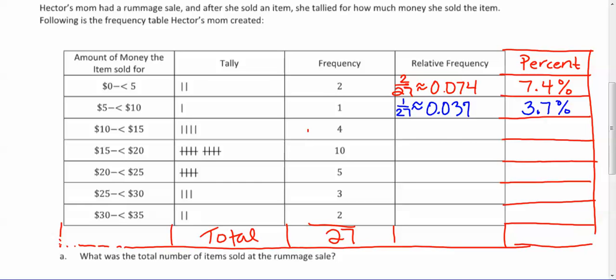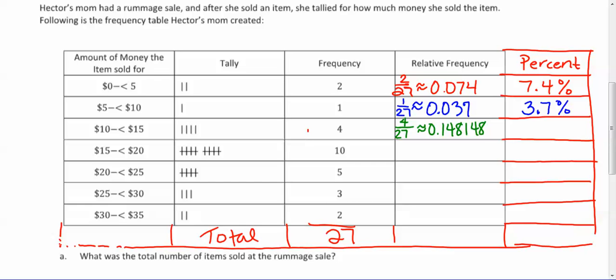All right, I'm feeling generous, so I'm going to do one more with you. I'll do this one in green. All right, so again, we're doing a part to whole ratio. 4 is the number of items sold in this interval, 10 to less than $15, out of a total of 27 items. When we divide that number, 4 divided by 27, on a calculator, you're going to get a repeating decimal that is 0.148, and then 148, it keeps going.